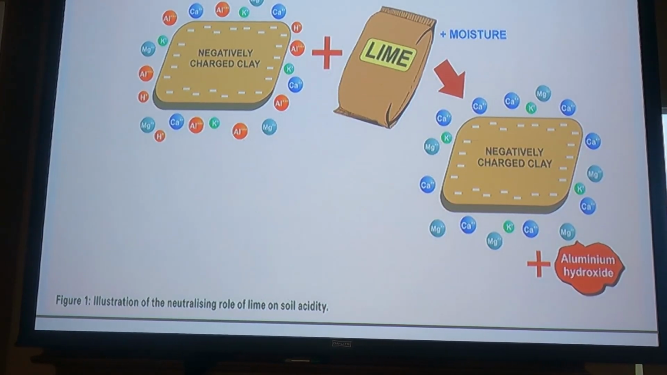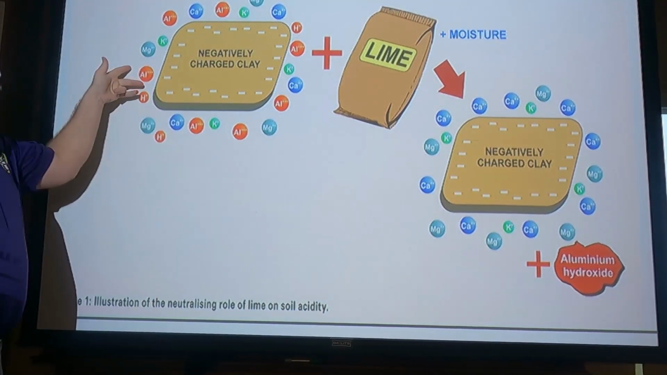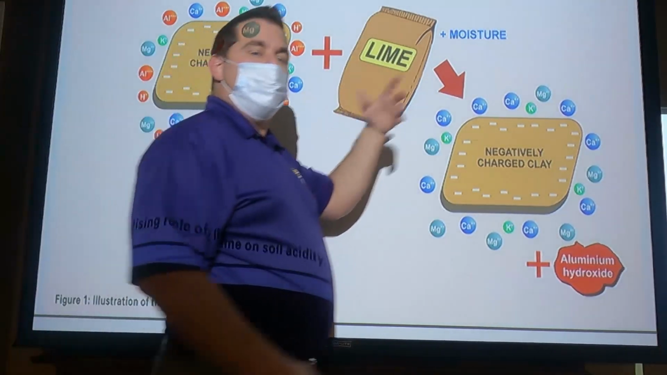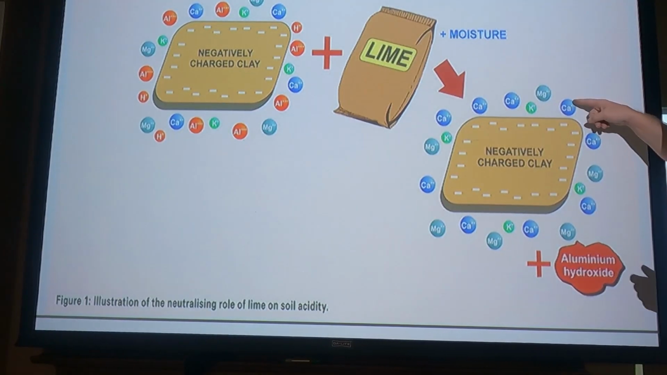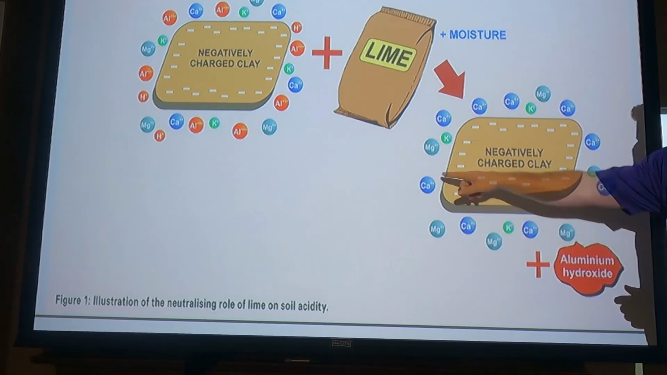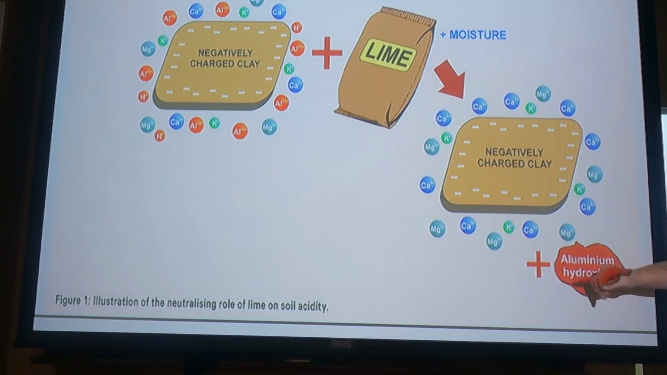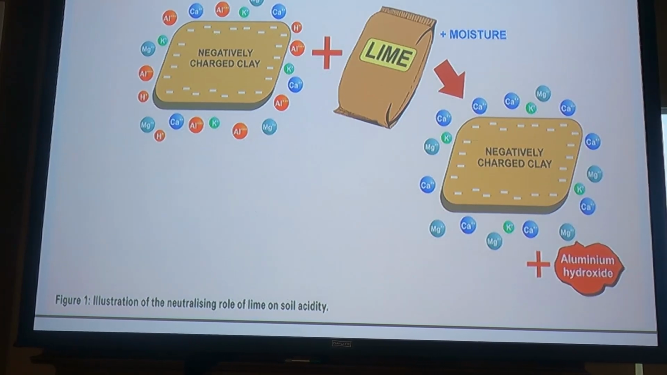And then this diagram is showing where we once had hydrogens and aluminums adsorbed to the soil colloids. We added lime, underwent this hydrolysis reaction, and now calcium has displaced those aluminum and hydrogens, and we have formed the aluminum hydroxide, where I mentioned about the mineral hydrolysis, where aluminum binds with that hydroxide or hydroxyl to form gibbsite or some other primary mineral.